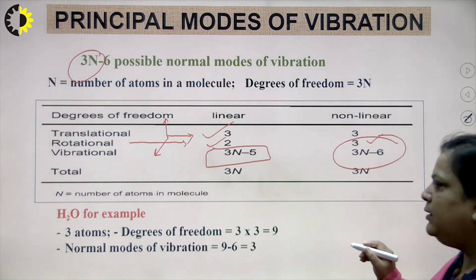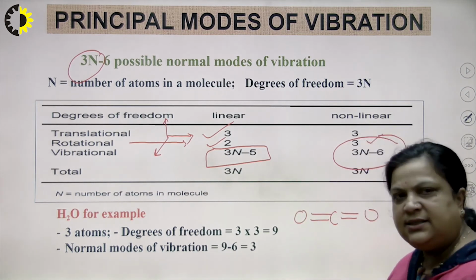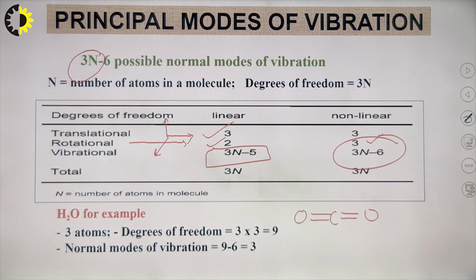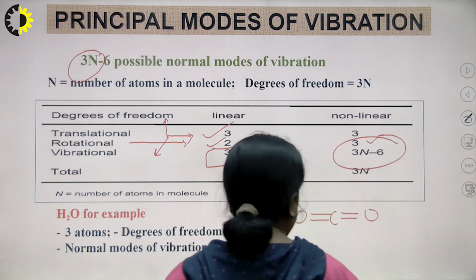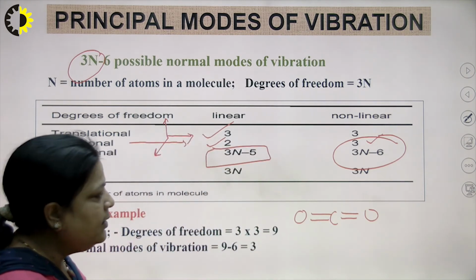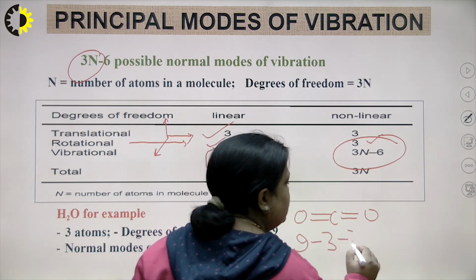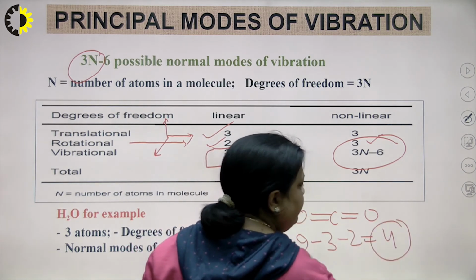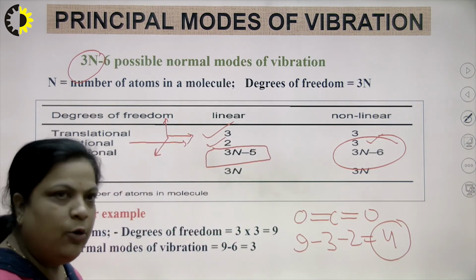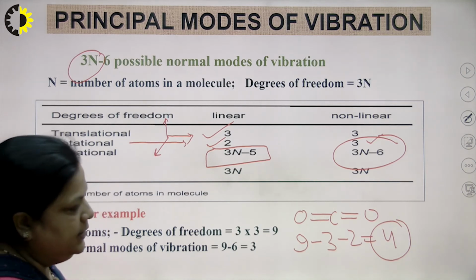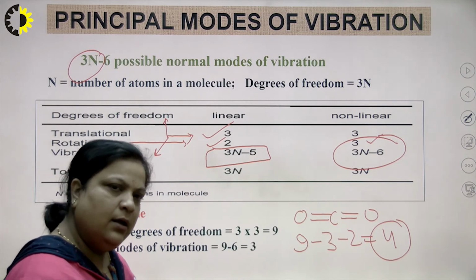For example, the examiner asks to calculate the modes of vibration in CO2. Since CO2 is a linear molecule and there are 3 atoms, the total degree of freedom or total possible transitions will be 3 into 3, which is 9. But in 9, 3 will be translational, 2 will be rotational. So, the total vibrational modes will be 4. So, in the case of CO2, how many modes of vibration? 4 modes of vibration, and these modes may be stretching, symmetrical or asymmetrical, scissoring, rocking, or twisting, wagging.